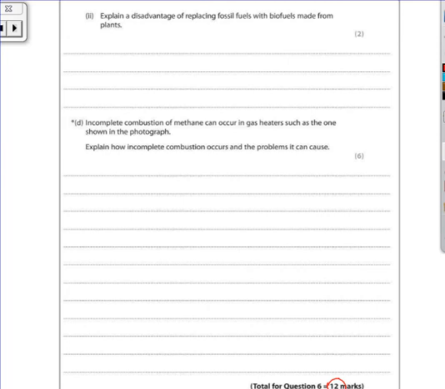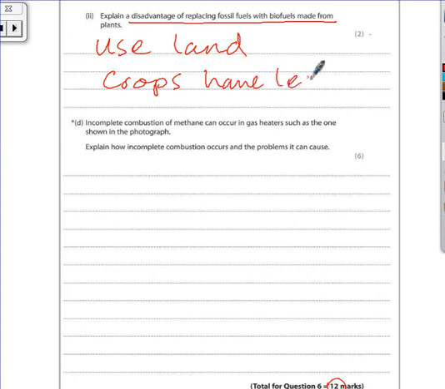So here's 2 marks. A disadvantage of using biofuels. Right, they use land to grow them, which could be used for crops. There's less land to grow crops, so a couple of marks there. Now, how incomplete combustion occurs and the problems it can cause.